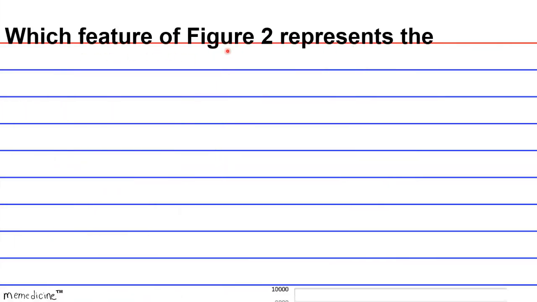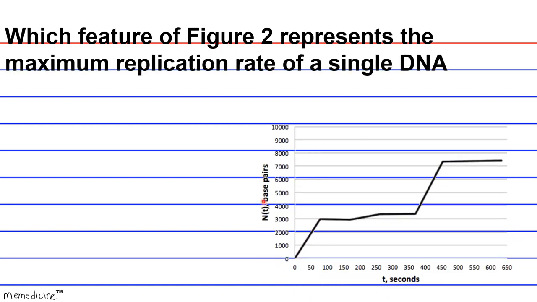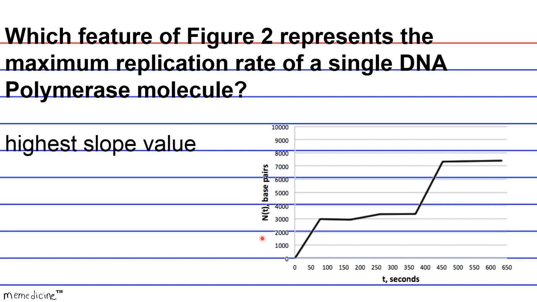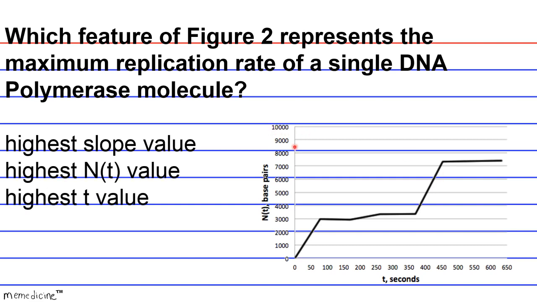Which feature of figure 2 represents the maximum replication rate of a single DNA polymerase molecule? Is it A, the highest slope value, B, the highest N of T value, C, the highest T value, or D, the highest plateau length, or longest plateau length rather? You decide. I'll give you a moment to think. Definitely press pause if you need to.